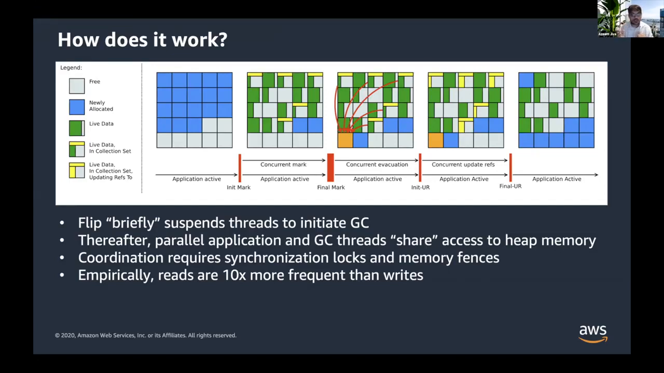Again, one more pause, the final update reference. And this is where you make sure that the objects are all in the right place. And it points the references to the new locations where the objects moved. You clean up, and your application is active. And that's one full cycle. So this is kind of like how Shenandoah works, very high level, and some comments there.